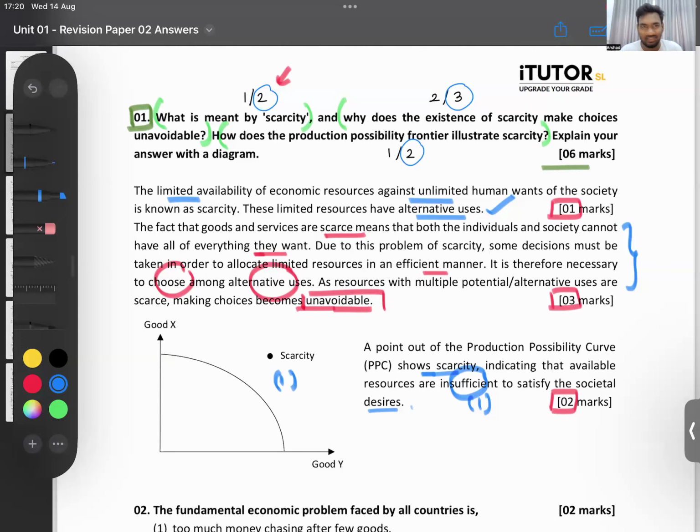Remember, revision class is not me teaching you theory. I have a theory class for that. My objective here is not to teach you what is scarcity, what is opportunity cost. The objective is how do you break it down, how do you write. So keep practicing this now. When you are doing the past papers, focus on that and break it down.